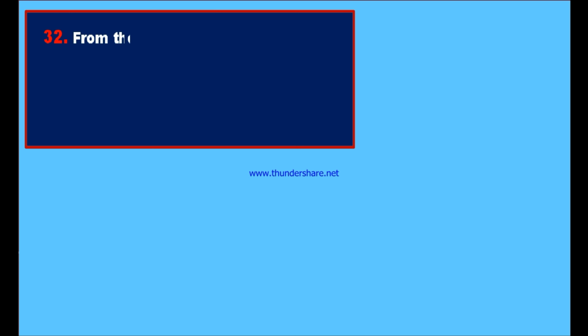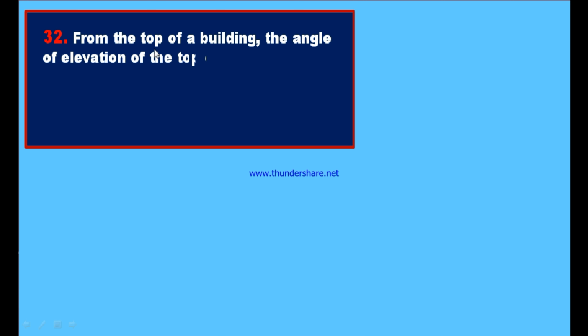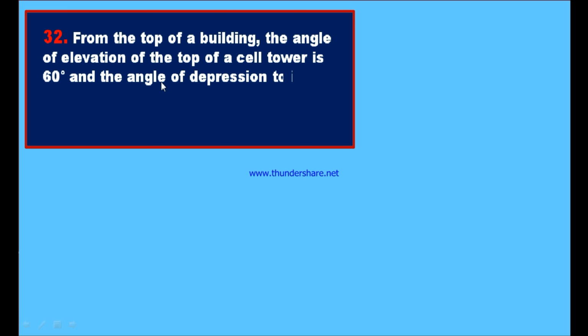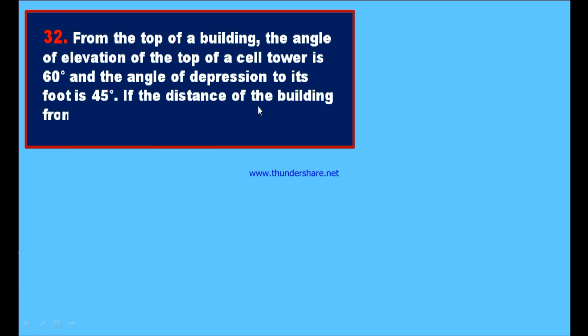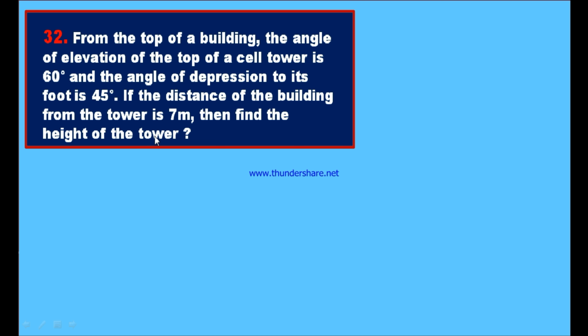Question number 32. From the top of a building, the angle of elevation of the top of a cell tower is 60 degrees and the angle of depression to its foot is 45 degrees. If the distance of the building from the tower is 7 meters, then find the height of the tower.